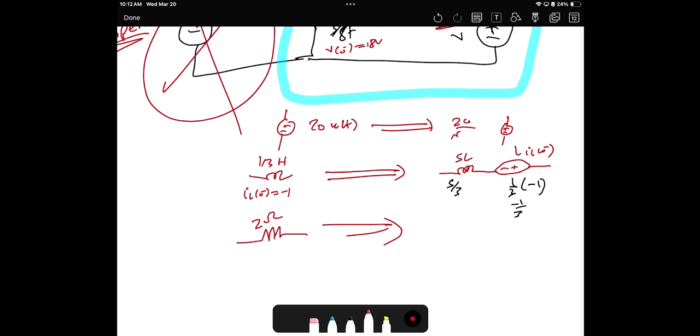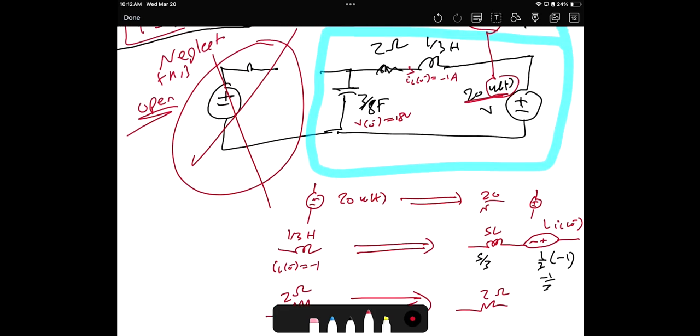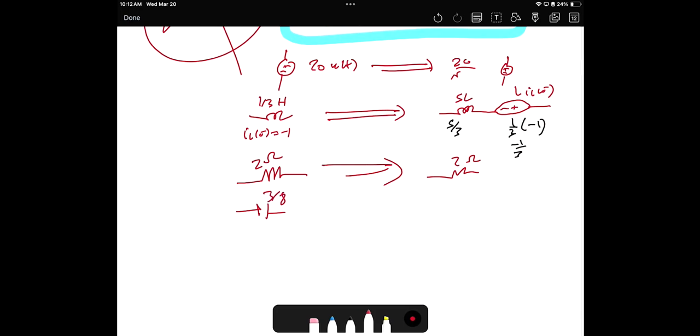So for the resistor, 2 ohms, it will remain as is, 2 ohms, no change. Then the last thing, which is the capacitor. What was the capacitor's value? 3 over 8, yes. 3 over 8, and the initial condition, VC of 0 negative equals 80. So again, I like the series formula. So in series, it will be this capacitor with the voltage source. That voltage source is actually VC of 0 negative divided by S, and this one is 1 over S.